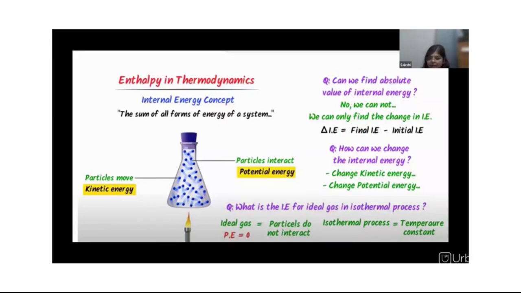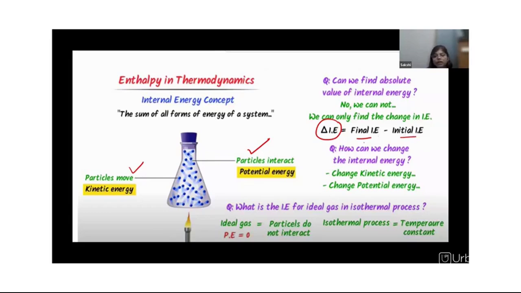Let us quickly understand through this image. Here the particles are moving. They have potential energy and kinetic energy, right? So can we find the absolute value of internal energy, that means the total internal energy? No, we cannot. We can only find the change in internal energy. How? The final internal energy minus the initial, right? So we cannot find out the total internal energy.